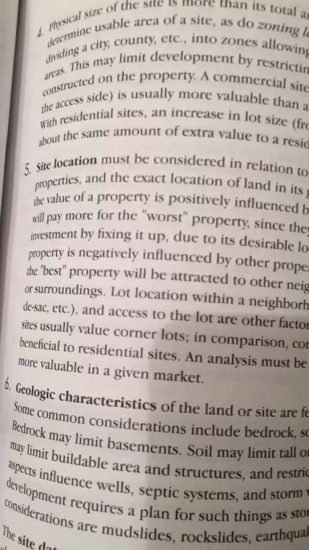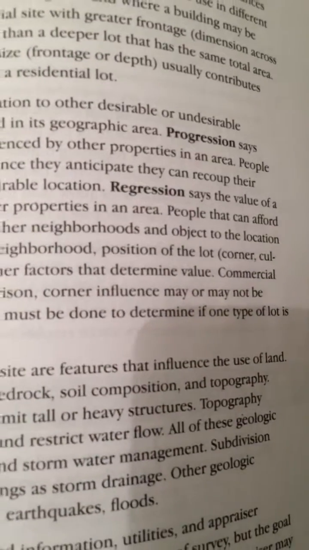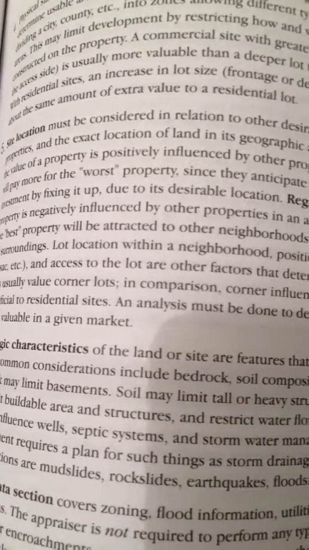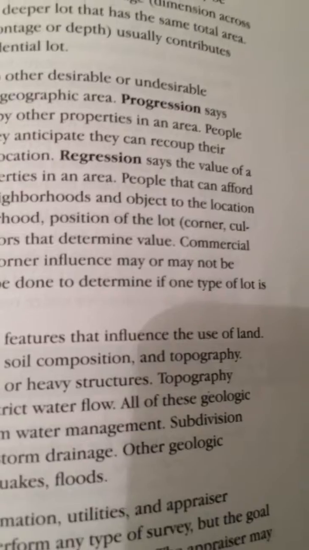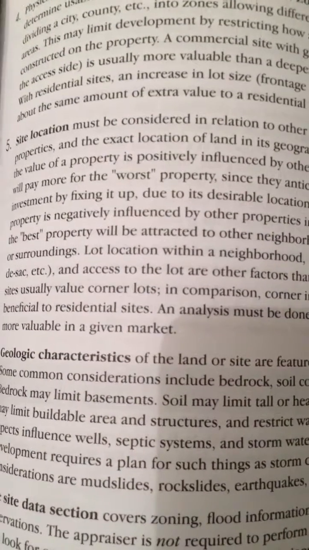Regression says the value of a property is negatively influenced by other properties in an area. People that can afford the best property will be attracted to other neighborhoods and object to the location or surroundings.